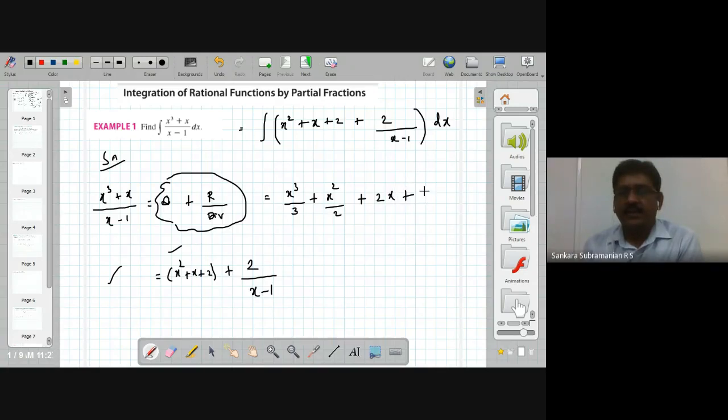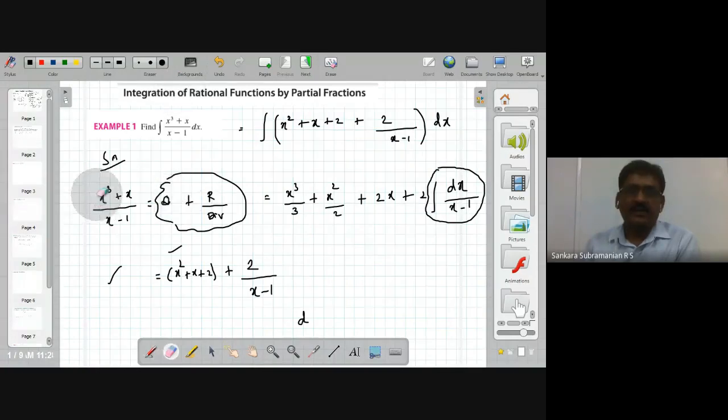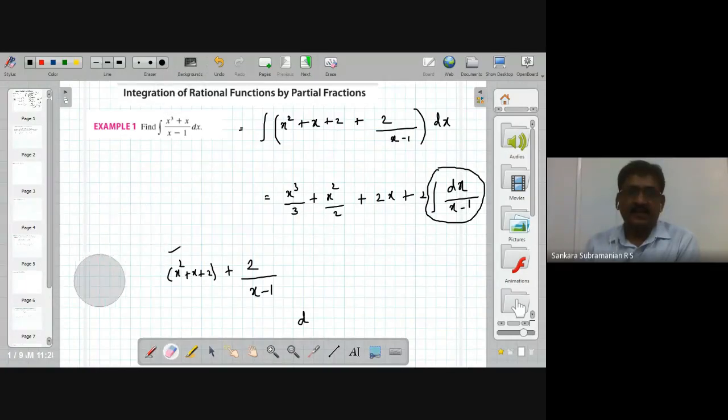And here you need some careful inspection. 2 can be taken out, and dx by x minus 1. Now, differentiating the denominator, you get the numerator, right? Then you can put log of the denominator. I repeat, if you differentiate the denominator term and that is equal to the numerator term, then you can put log of the denominator. So the integration of 1 by x dx is log of x.